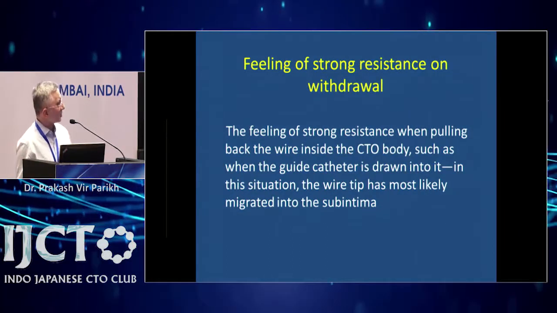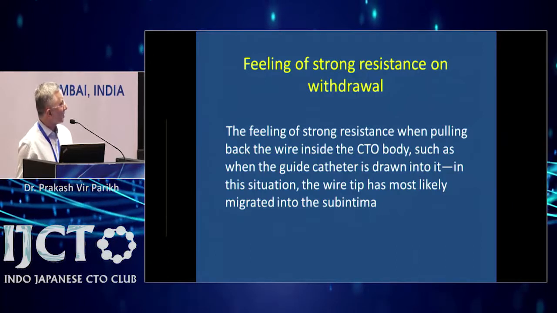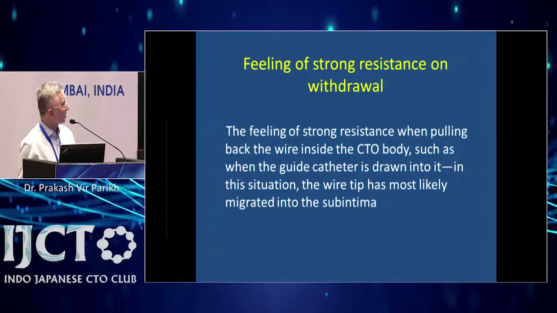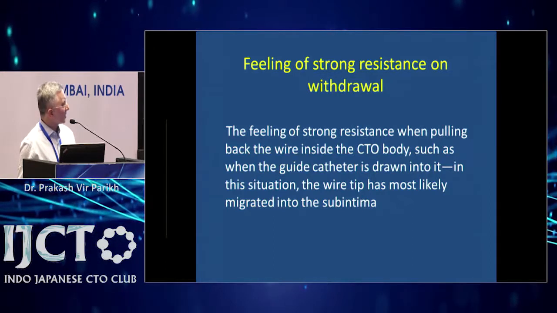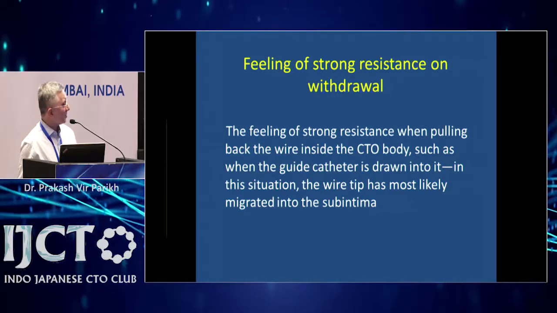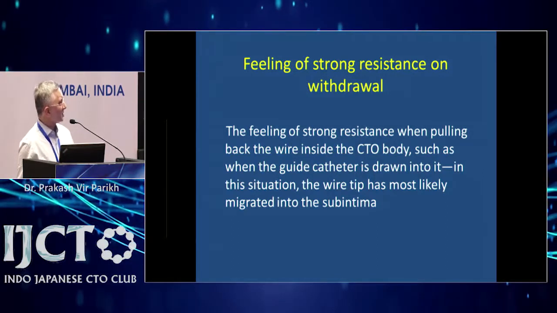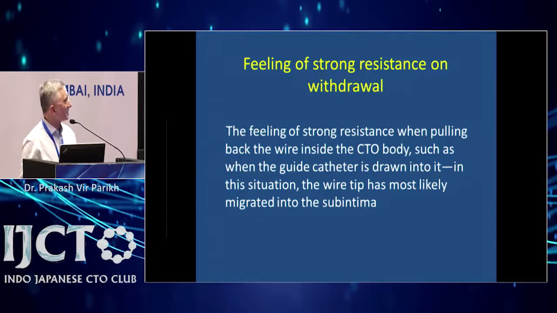Second is the feeling of strong resistance on withdrawal. Feeling of strong resistance when pulling back the wire inside the CTO body, such as when the guiding catheter is drawn inside and you feel that the wire is trapped inside the CTO, generally indicates that the wire has migrated into the subintima.